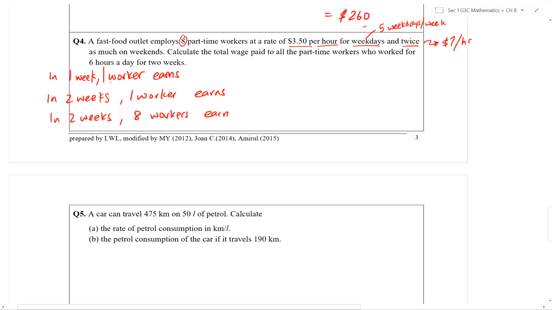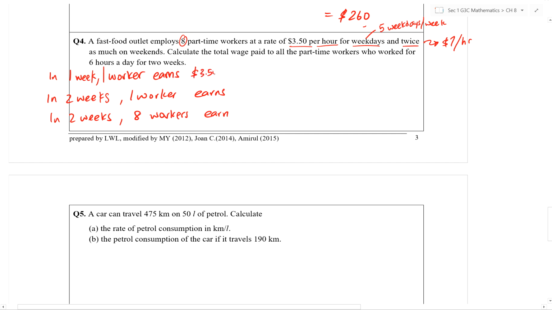I want to find out how much does one worker earn in 1 week. Once I have the answer, I will multiply by 2 to find out how much he earns in 2 weeks. Once I get that answer, I will multiply it by 8 to find out the total amount to be paid for 8 people, 2 weeks, 6 hours a day with the given rates. So let's start with a weekday.